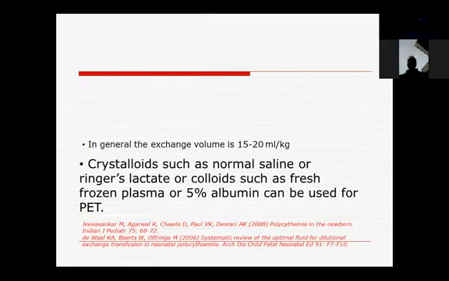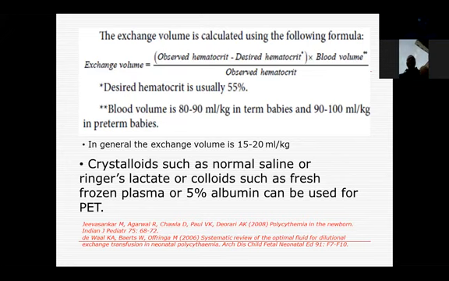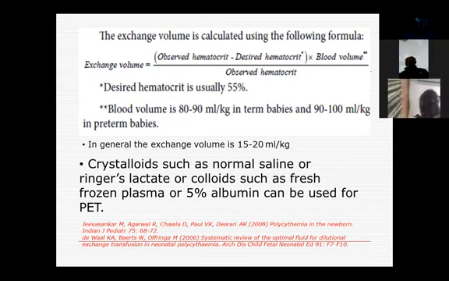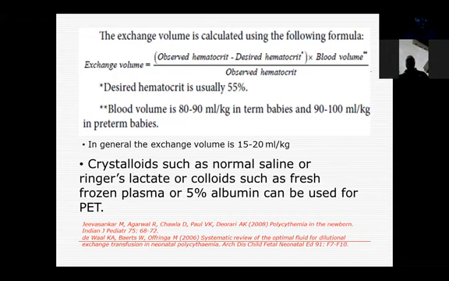So how much to exchange? This is very, very important. This is the formula for the amount of blood to be removed in partial exchange transfusion: observed hematocrit minus desired hematocrit, over observed hematocrit, times blood volume. Desired hematocrit is usually 55%, and the blood volume in a term newborn is 80 to 90 ml per kilo, and in preterm babies it is 90 to 100 ml per kilo. In general, exchange volume is 15 to 20 ml per kilo.